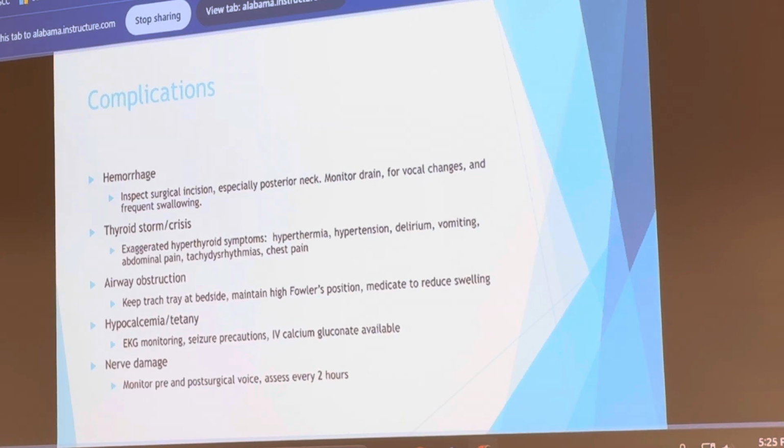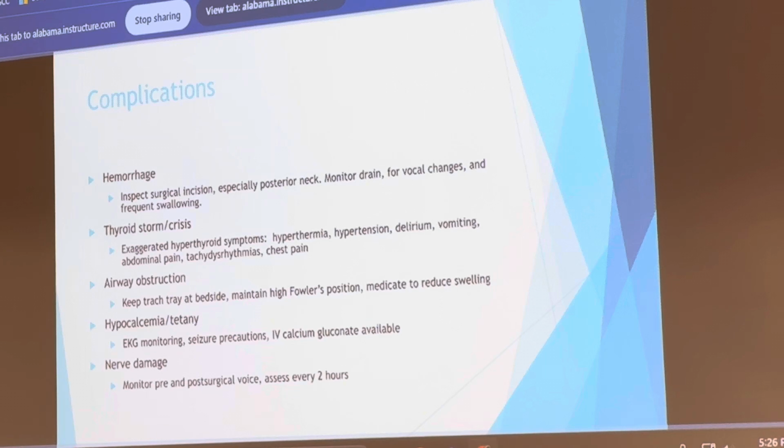Hypocalcemia. So this comes mainly from the parathyroid. Remember, if the parathyroid gets affected during the thyroidectomy, it could suddenly release PTH, which is going to suck up all of the calcium. And so hypocalcemia from fluid and electrolytes, that's so fun. What is your patient going to do? Excitability of their muscles and tetany. So we're going to do EKG monitoring, seizure precautions, and give them some IV calcium.